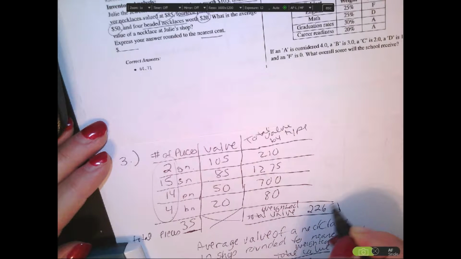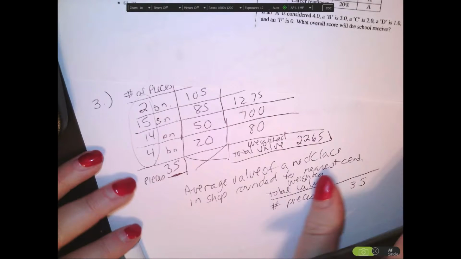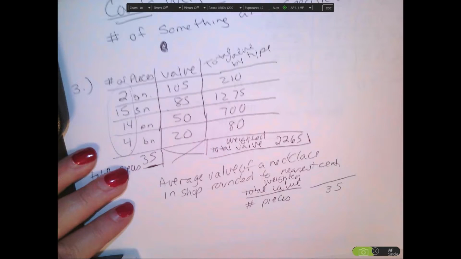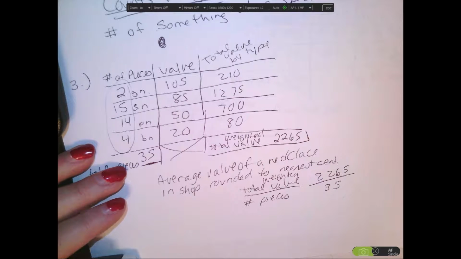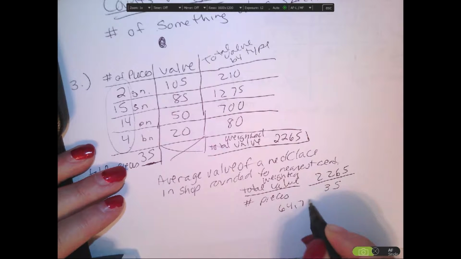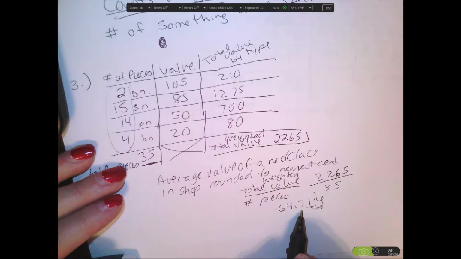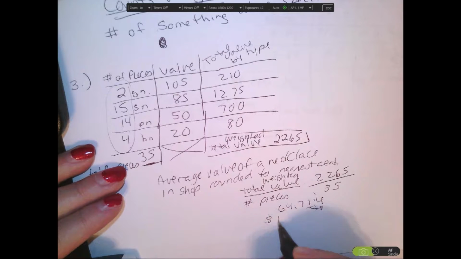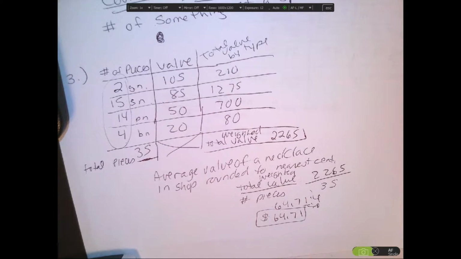And it's $2,265. So now we have the $2,265 divided by 35. And the average cost, says go to the nearest cent, $64.71. Okay.